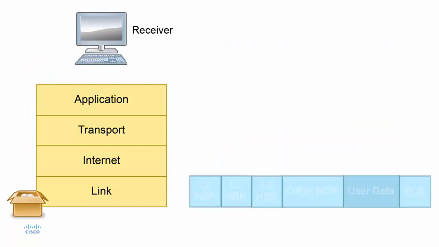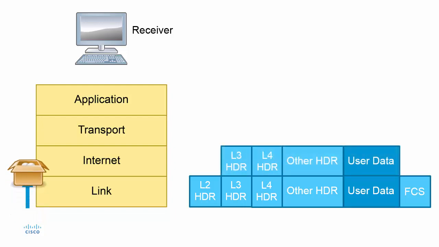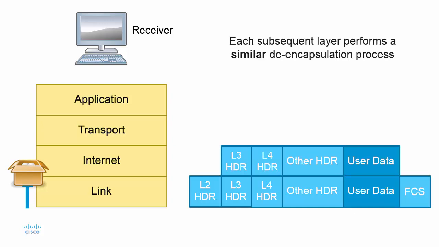The link layer checks the FCS in the trailer to see if the data is in error. At this point, the frame may be discarded or the link layer may ask for the data to be retransmitted. If the data is not in error, the link layer reads and interprets the control information in the layer 2 header. The link layer then strips the layer 2 header and trailer. It then passes the remaining data up to the internet layer, which is based on the control information in the link layer header. And that's it.